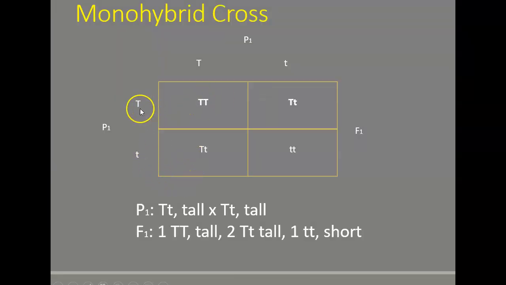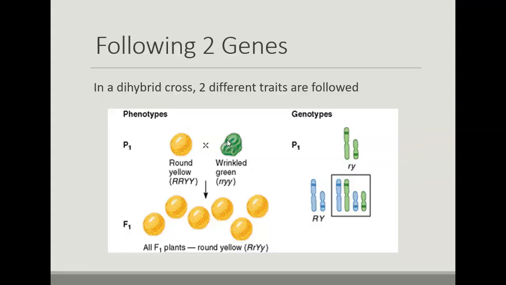What I wanted to point out is that the phenotype is 75% tall and 25% short, right? Because remember, these heterozygotes will exhibit the dominant trait. So I just wanted to make that note before we moved on.